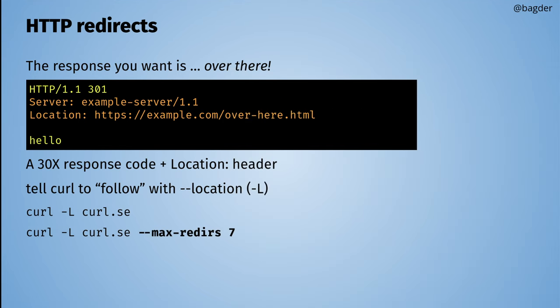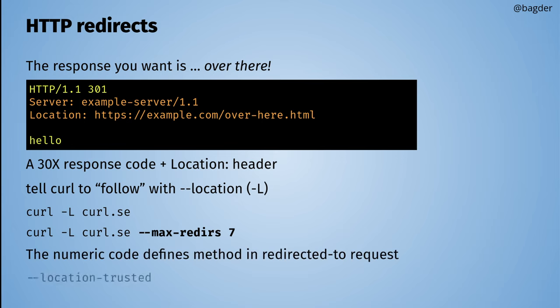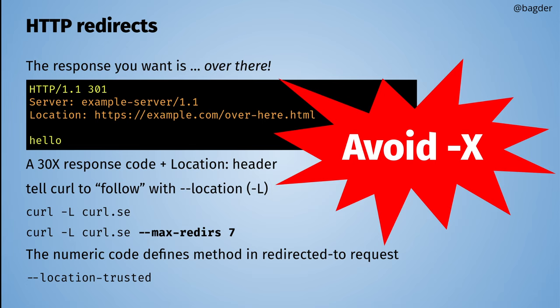And of course, you can set a maximum number of redirects to follow, because sometimes it'll end up in a loop, so it'll just never stop following redirects. So it can be convenient to set the max number. If you're using credentials, like a username and password, typically that username and password will not be passed on to other host names than the one used in the first request. But sometimes you want it to be transferred to the ones you're following, then you use this location trusted instead. And you really want to avoid the dash capital X I mentioned before, in particular in combination with location. You will get sad faces all over if you try that. It's not going to be fun. So avoid dash capital X.